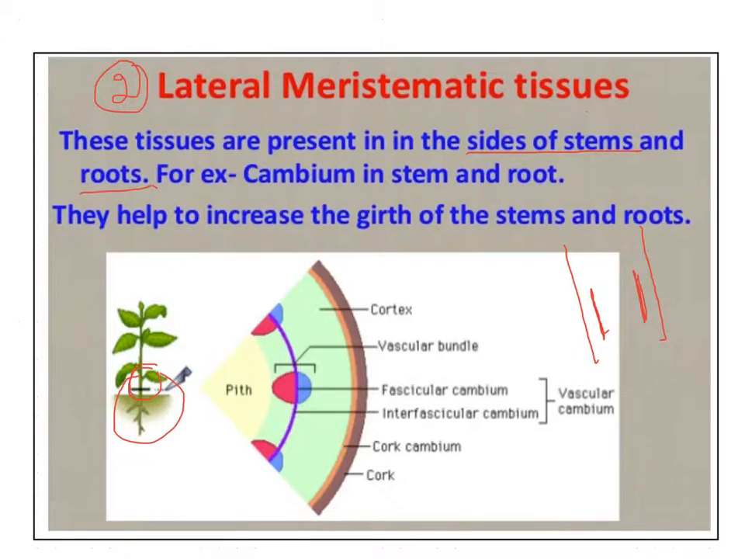So as you can see in the picture, okay, right? It is present in this particular stem. And as the plant will grow, the size of the lateral meristematic tissue will also increase. So this helps to increase the girth of the stem. ये plant के तने को, roots को मोटा बनाता है, चौड़ा बनाता है, उसकी चौड़ाई increase करता है. Clear? So it is responsible for the increase in the girth of the stem and the roots. Okay?